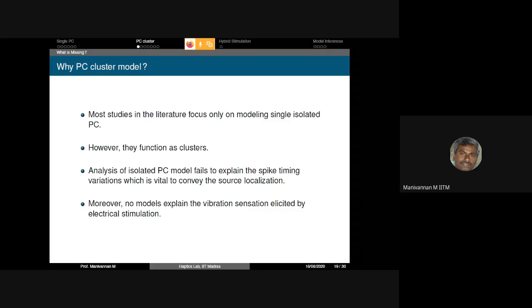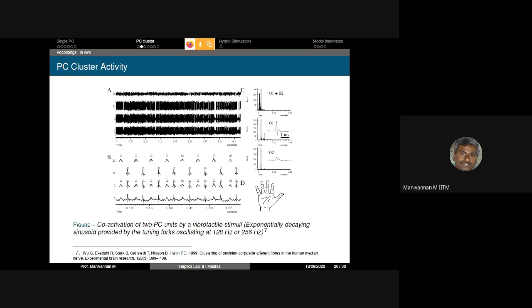So that model is only for one PC, whereas to be practical, we needed a cluster of PCs. We extended this model into a cluster of PCs. So a bunch will have 2 or 3 PCs, and from the 2 or 3, the signal is coming out to be the same. The co-activation of 2 PC units by a vibrotactile stimulus, shown like this, is found to be the same. It is not two different signals. So this has led us to model a cluster of PCs.